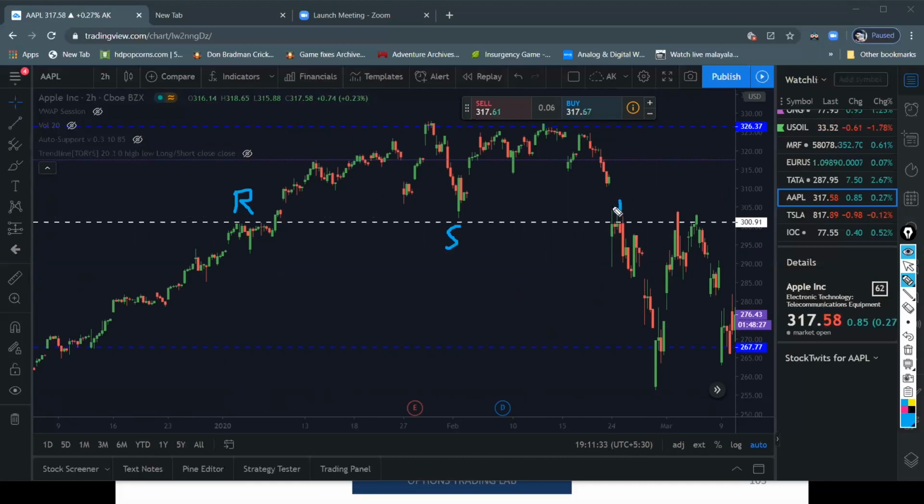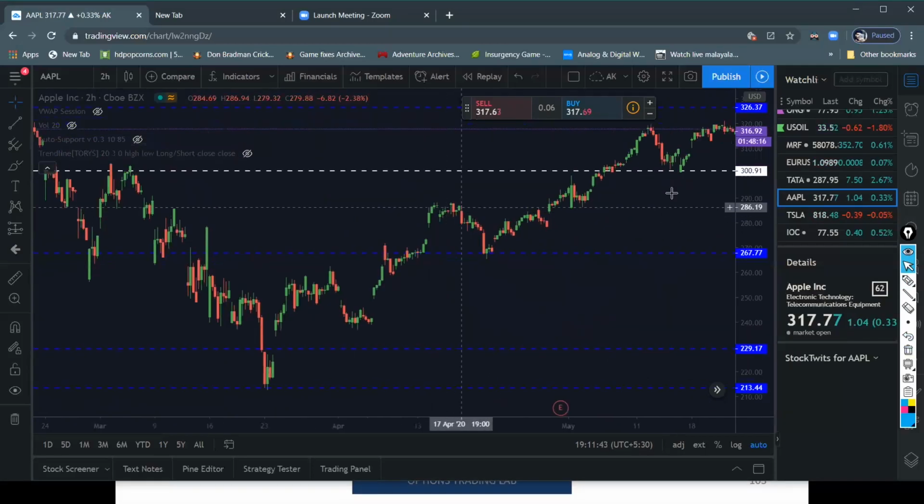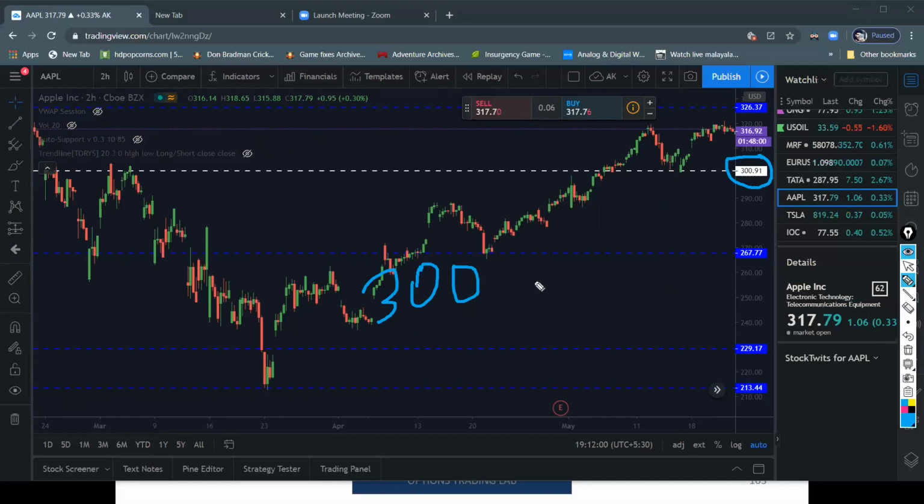Again, multiple wicks are formed here. It is acting as a resistance, and it is also acting as a resistance here. As you travel along that line, we can see that it is acting as support and resistance multiple times. It is a strong line, a line at the 300 level. 300 is also a psychological number because more buyers or sellers might be placing their limit orders and waiting at these kinds of psychological levels.